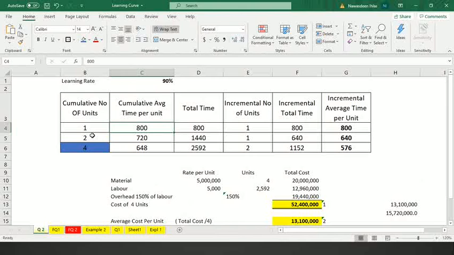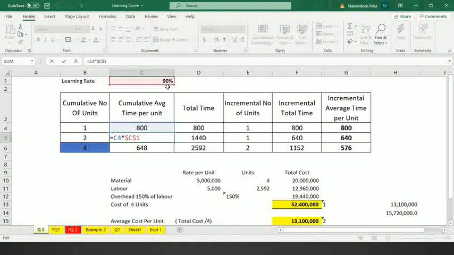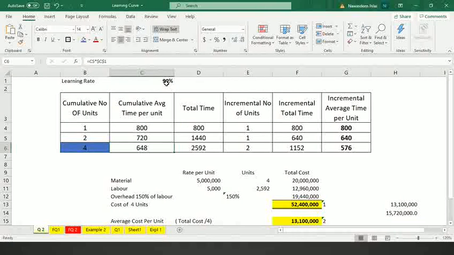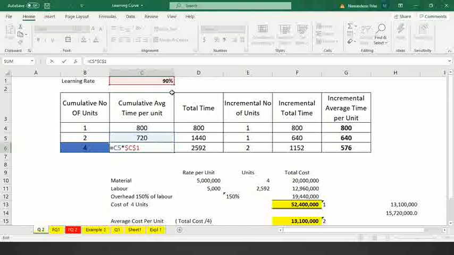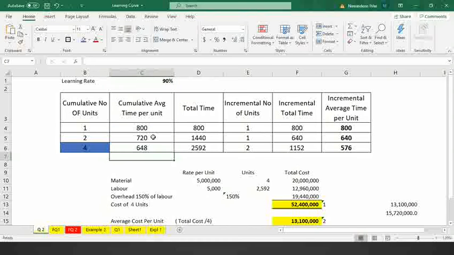Then if they are producing 2 units, obviously time will be reduced. If they are producing 4 units means obviously the previous time will be reduced by a constant percentage. So here you can see cumulative average time is reduced.